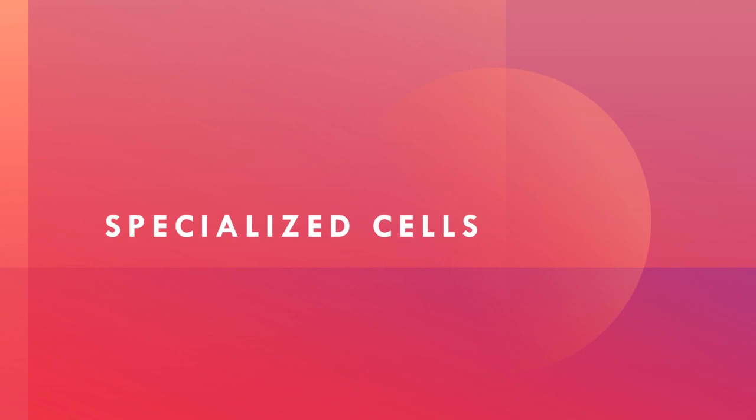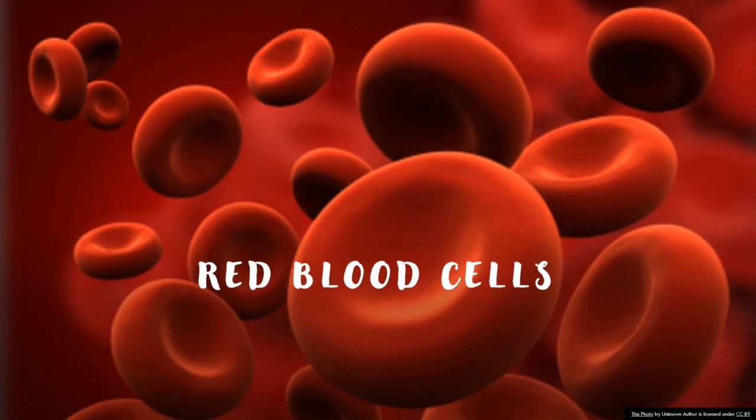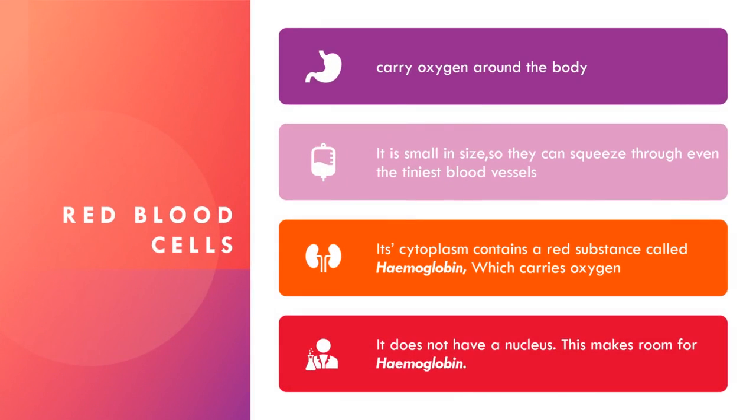Specialized cells. First, we'll talk about red blood cells, which are in our blood. Red blood cells carry oxygen around the body.